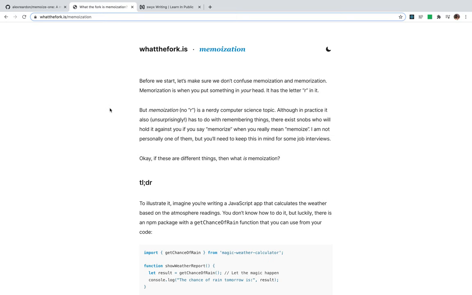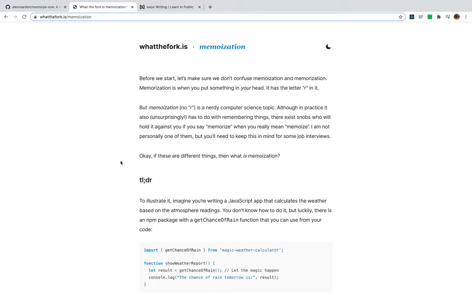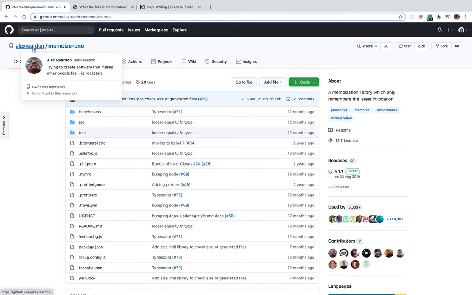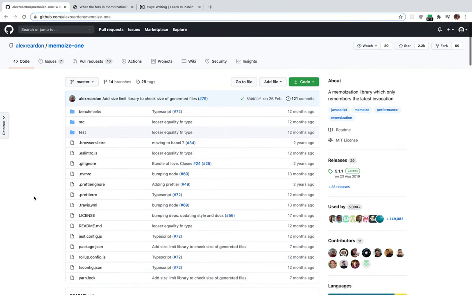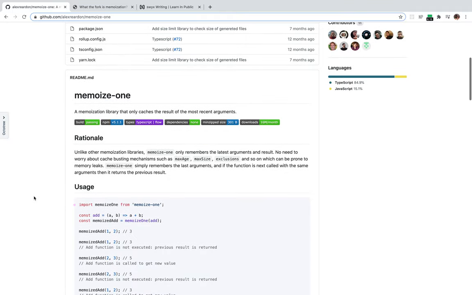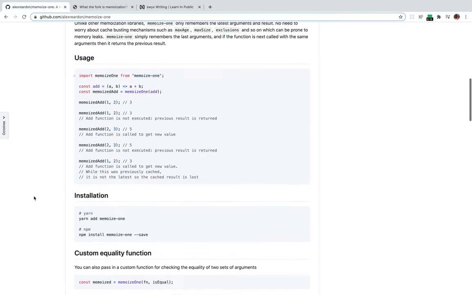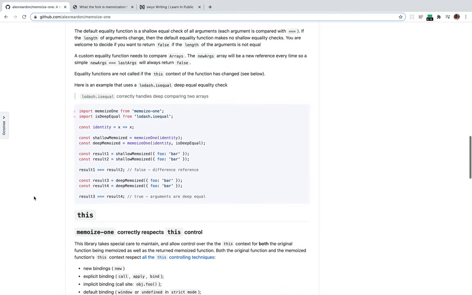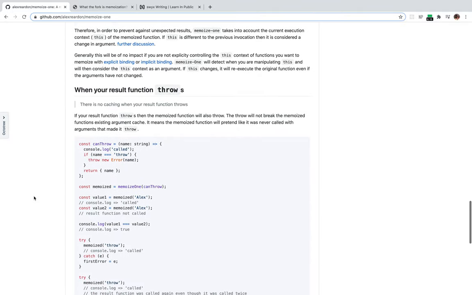In the first video, we are going to walk through an article written by Dan Abramov from the React team at Facebook about memoization, what memoization is in JavaScript, on his website called whatthefork.is. And then we're going to jump onto this very handy, very sweet library called Memoize1, made by Alex Riordan, who works with Atlassian. I stumbled upon this library and I started reading the README, and I was surprised at how elaborately the README was written. And because it was so lucrative to just keep understanding what is happening, I kept reading the README, and I understood what the library was doing.